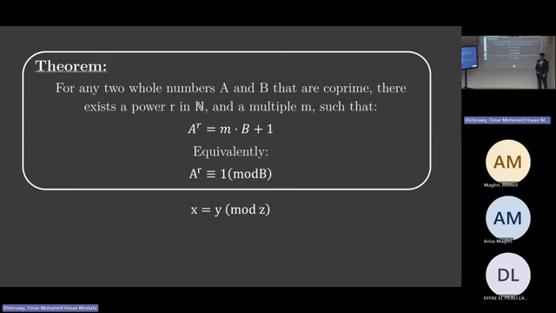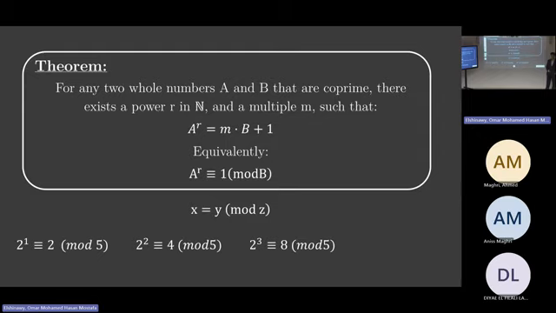And to make it even more clear, let's take an example. Let's say that x is 2, and z is 5. 2 to the power of 1 would be equal to 2 modulo 5. 2 to the power of 2 would be equal to 4 modulo 5. 2 to the power of 3 would be equal to 8 modulo 5. However, it is bigger than 5, so we can reduce it. 8 divided by 5 gives a remainder of 3. Since 8 is equal to 5 times 1 plus 3, this becomes 3. And finally, 2 to the power of 4 is equal to 16 modulo 5. And again, 16 is bigger than 5, so we can reduce it.